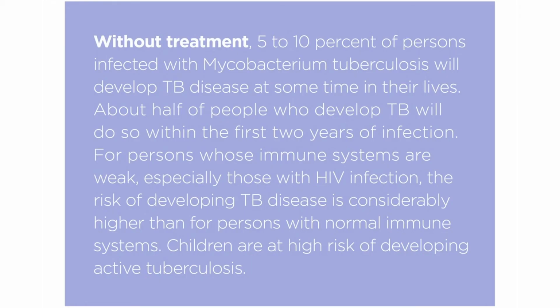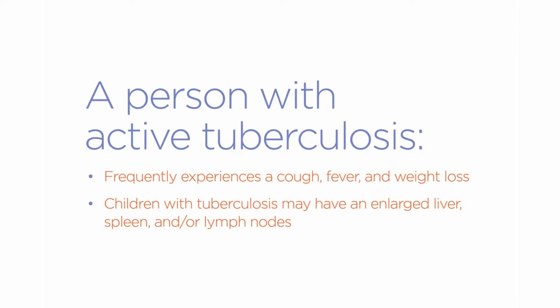Without treatment, 5 to 10% of persons infected with Mycobacterium tuberculosis will develop TB disease at some time in their lives. For persons whose immune systems are weak, especially those with HIV infection, the risk of developing TB disease is considerably higher than for persons with normal immune systems. Children are at high risk of developing active tuberculosis. A person with active tuberculosis has a frequent cough, fever, and/or weight loss. Children with tuberculosis may have enlarged lymph nodes, livers, and/or spleens.